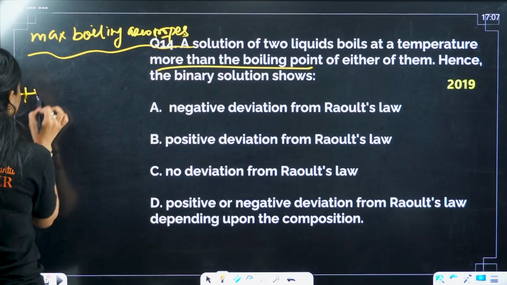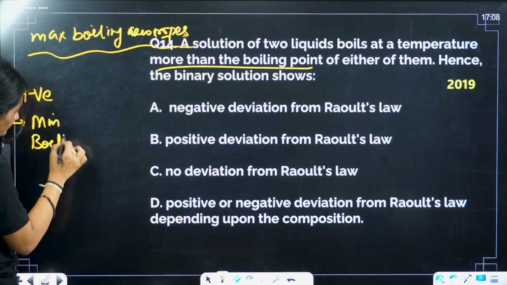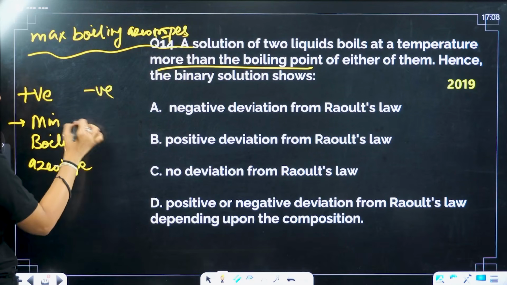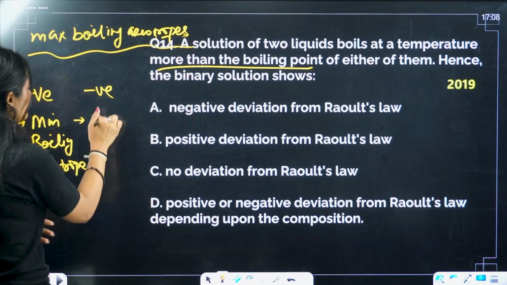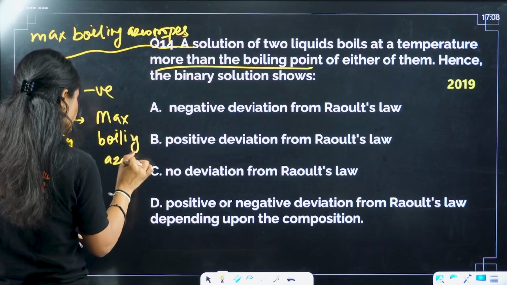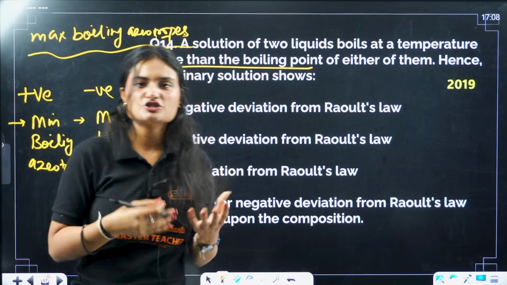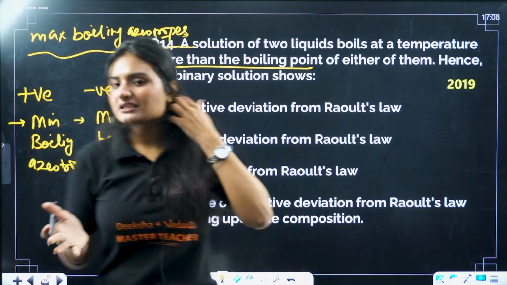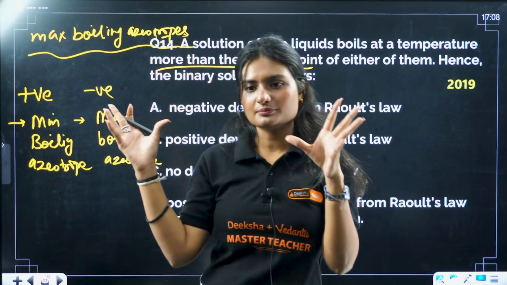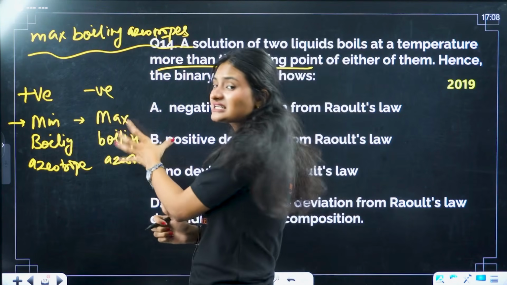When you have positive deviation, the solutions will make a minimum boiling azeotrope. And when you have a negative deviation from Raoult's law, we'll get a maximum boiling azeotrope. What is the reason? Simple reason. Boiling point is the point at which the vapor pressure becomes equal to the atmospheric pressure, right? But if it is a negative deviation, that means the intermolecular forces are really strong. So you need to heat it to a higher temperature to break those strong intermolecular forces. So that is a maximum boiling azeotrope.